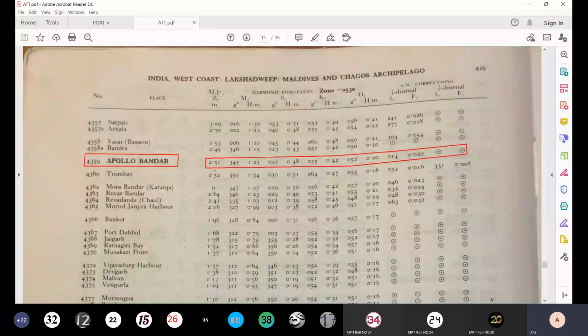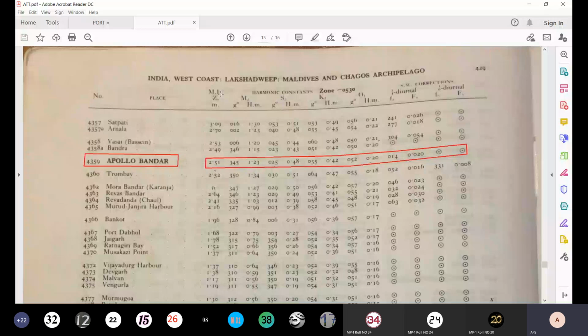So I'll go back to that page. Can you see here time 2.4, Z0 2.51? Can you explain this Apollo Bandar? Yeah, that is Apollo Bandar.